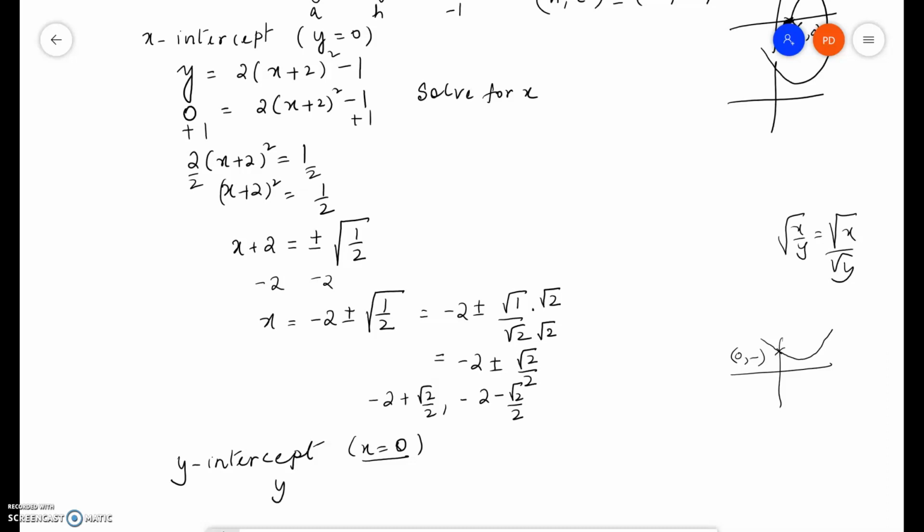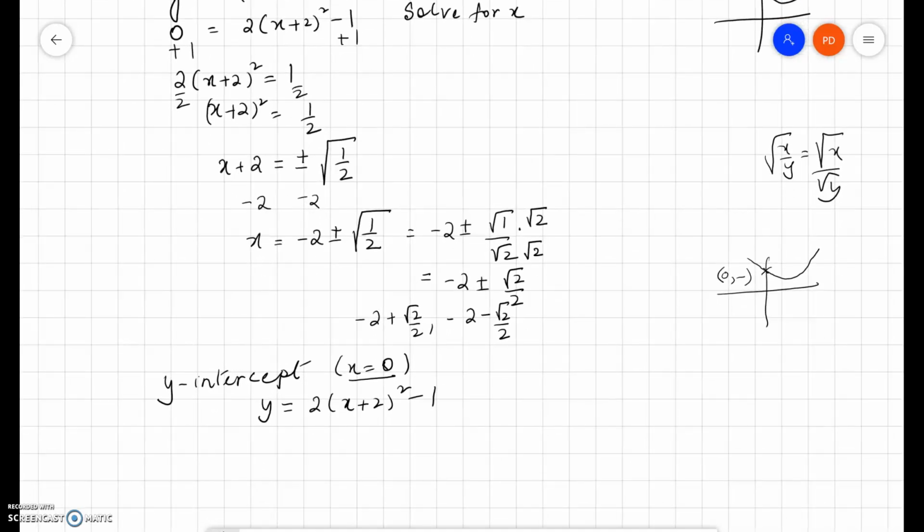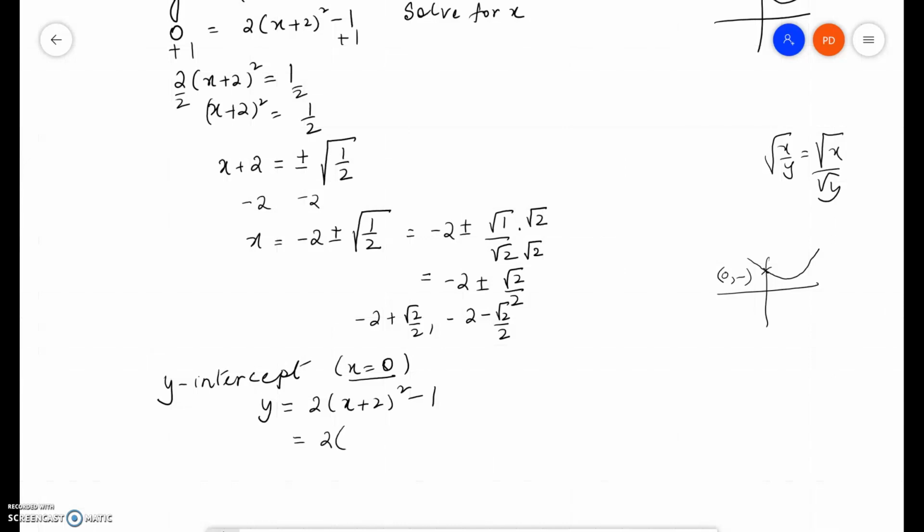So we have the equation y equals 2 times x plus 2 the whole squared minus 1. We plug in x equals 0, so that is 2 times 0 plus 2 the whole squared minus 1. So that is 2 times 2 squared minus 1, that is 2 times 4 minus 1. So that's equal to 7. 4 times 2 is 8 minus 1, that's 7. So the y-intercept is 7, which means the graph crosses the y-axis at 0 comma 7. Remember, x is 0 at the y-intercept.